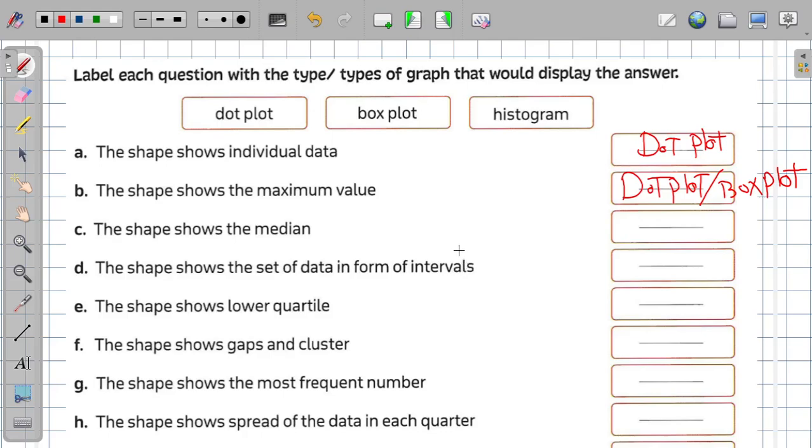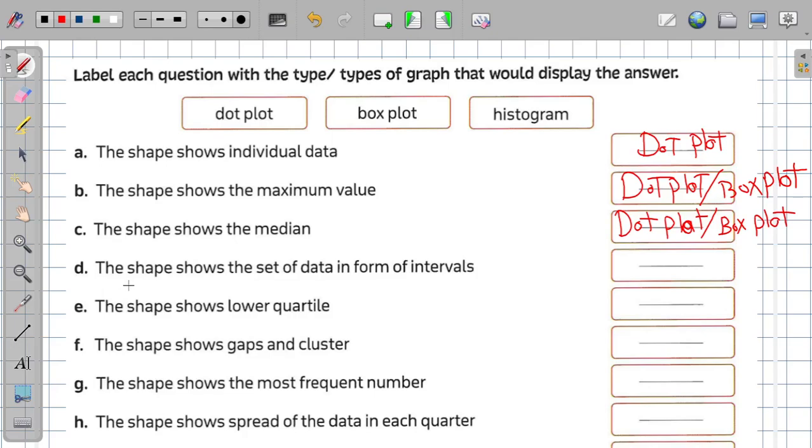The third one is which shape shows the median. I think we have 2 ways. The first one is the dot plot, because from the dot plot we can know the median, but by some calculations, and we can know also the median by box plot, because from the box we can know the lower quartile and the upper quartile and the median.